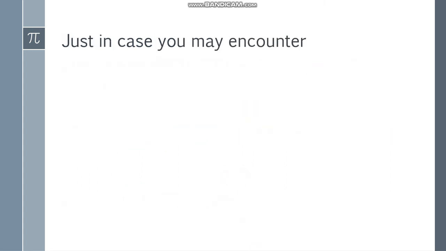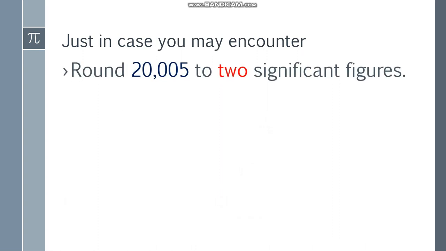Just in case you may encounter this one. Round 20,005 to two significant figures. So 1, 2. Cut. And 0 is less than 5, so round down. So that will be 20,000. Oh, there's a bar. Why? Because it notes that this 0 is a significant figure. Because you estimate something, and to show that the 0 here is also significant. So it only works for 0 in significant figure rules.